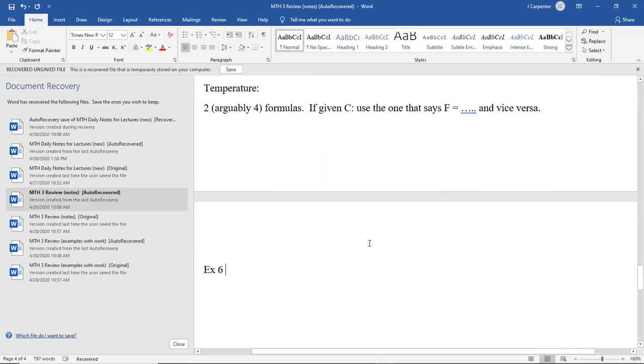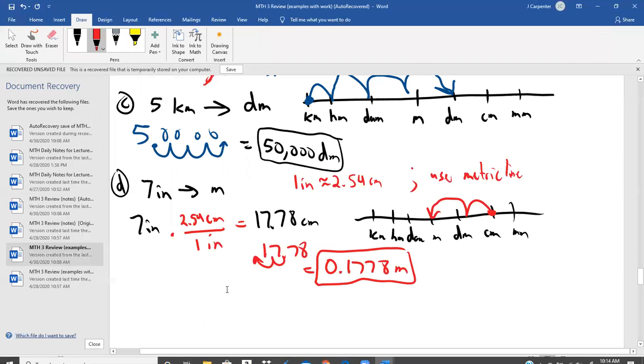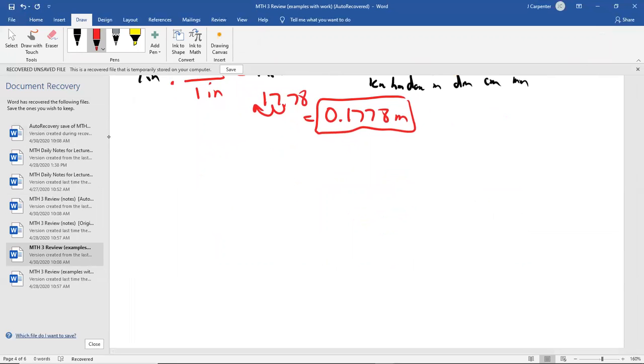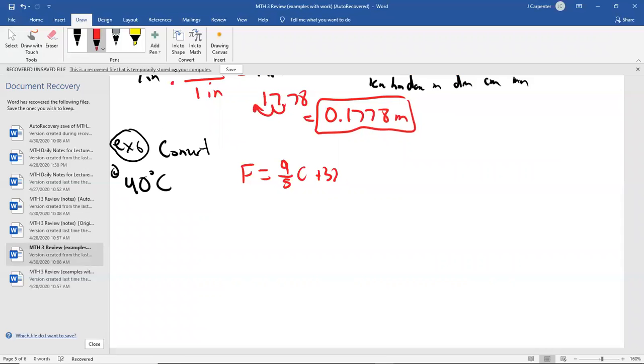So we're just going to do one of these. Example 6. Oops, black. Convert... Let's go with 40 degrees for A, 40 degrees Celsius. So if you go to your formula sheet, you'll find the formulas. And for this one, we would want to use the one that says F equals. And I like the one with fractions personally. So 9 over 5 C plus 32.